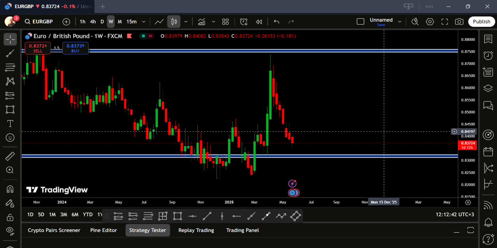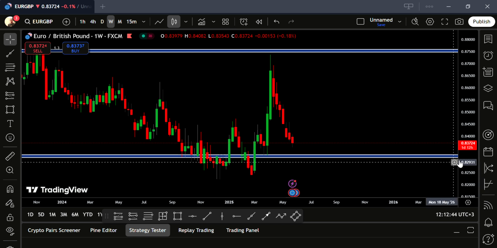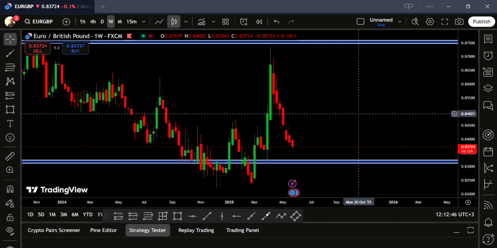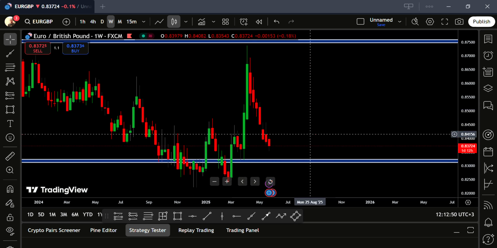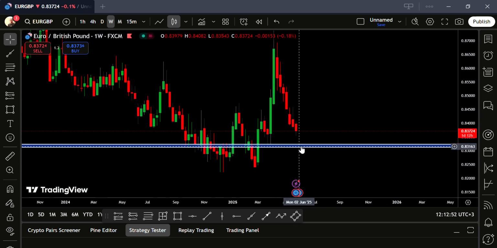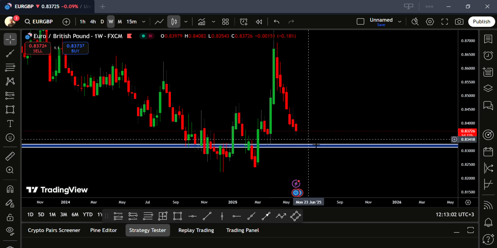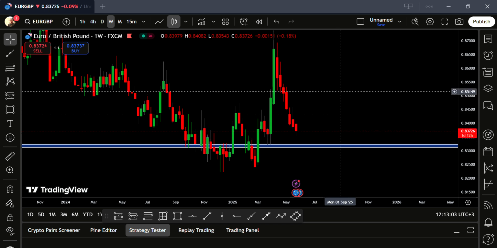What do you see on Euro GBP? You have price action that went up, so now it is coming down. Why is it coming down? It is coming to a place of support. Just learn how to mark your support and resistance well, and it's going to be easy for you. If it's coming here, we are going to be looking to buy. Now that is one.